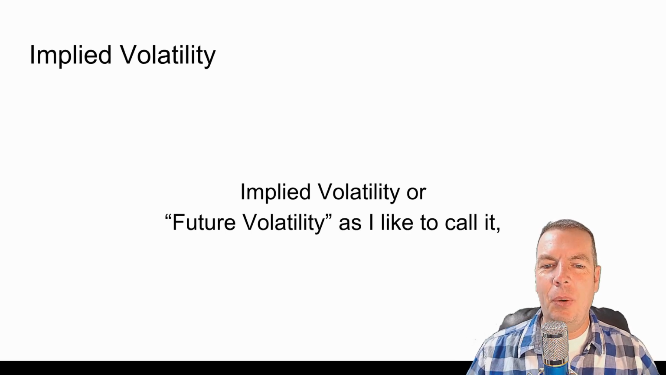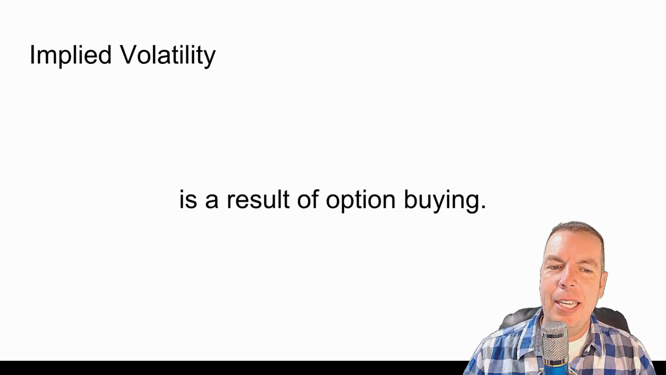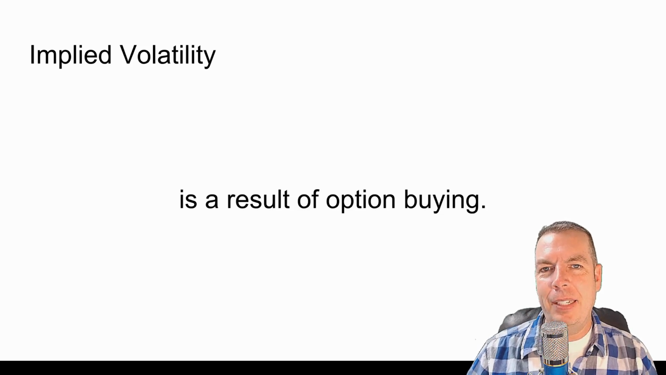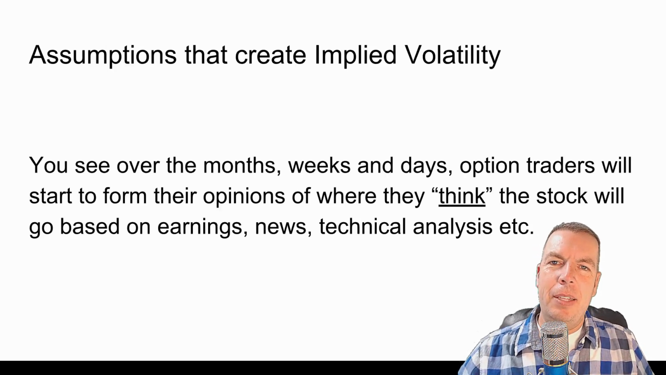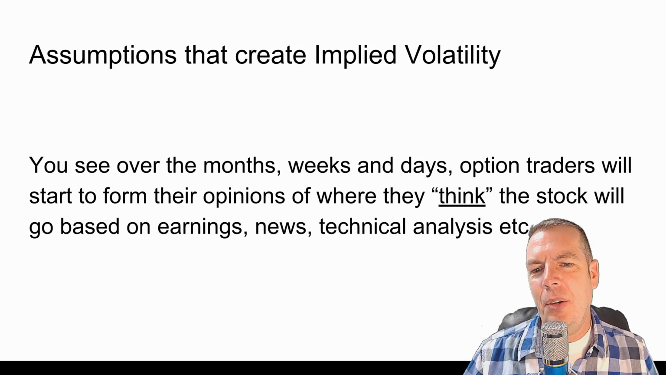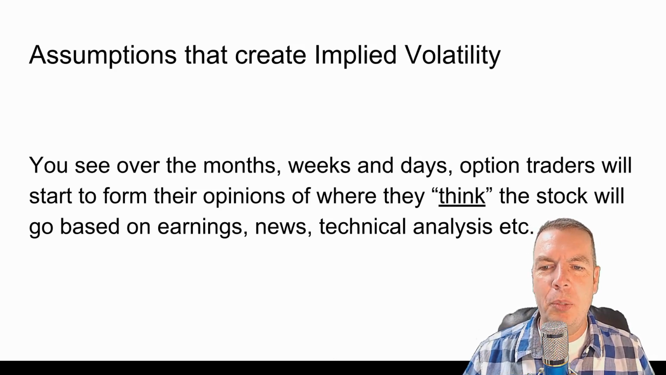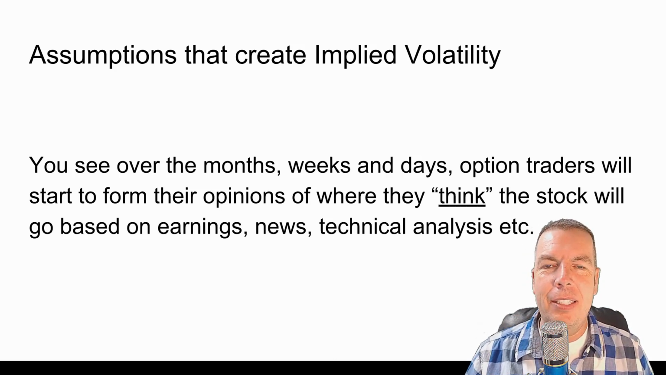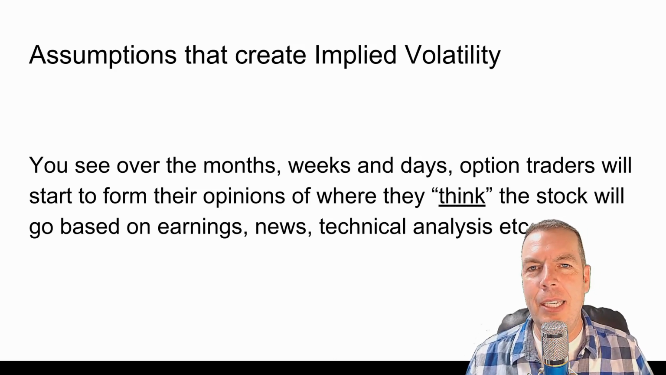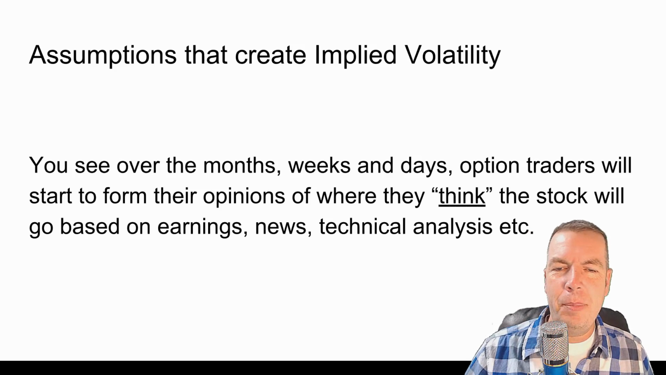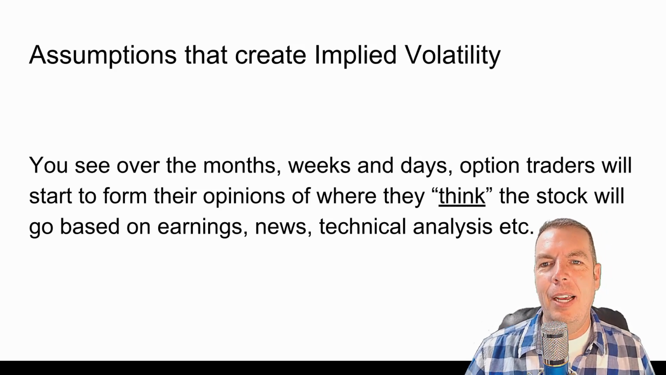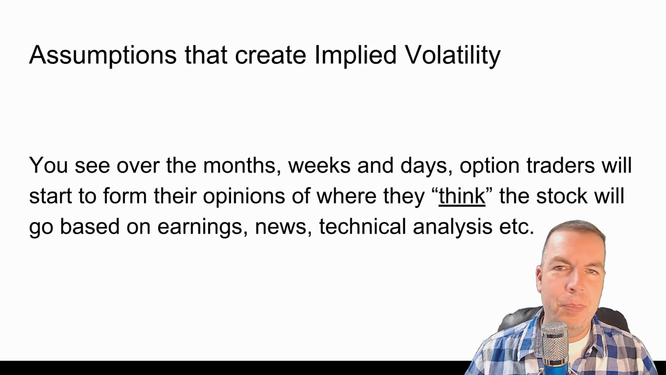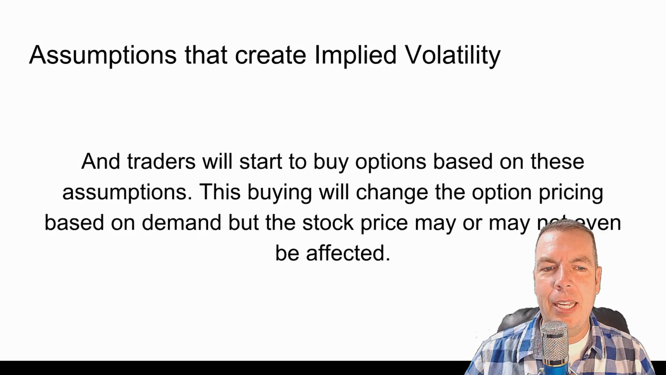Implied volatility, or future volatility as I like to call it, is a result of option buying. Let's think about this for a minute. Over months and weeks and days, options traders will start to form their opinions of where they think the stock will go based on earnings, a news event that's going to be coming out, technical analysis, et cetera. You name it. Somebody's got a hot stock tip. Somebody's saying that this stock's coming out on the market, get in early. Whatever that is, traders come up with these assumptions of where they think that stock is going to go.